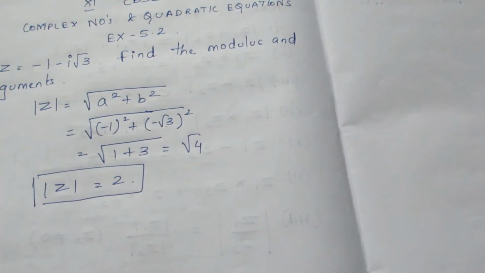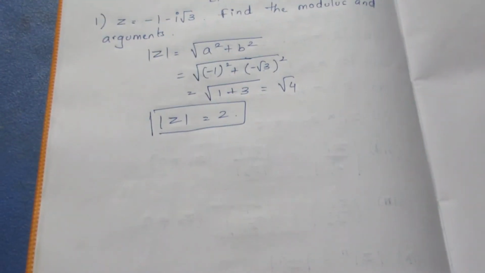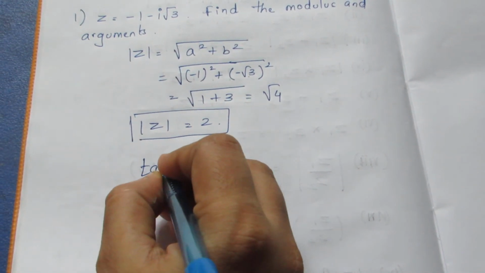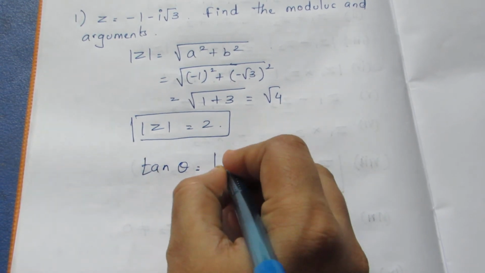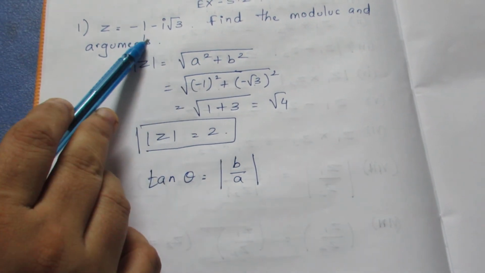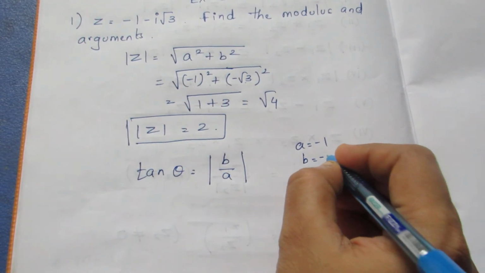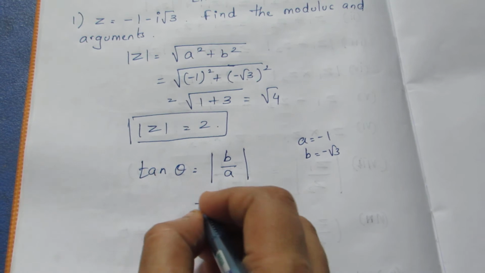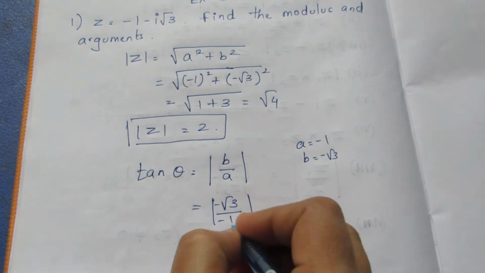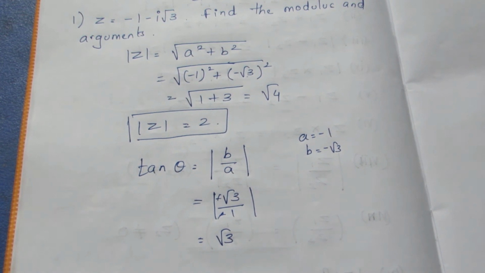We need to find the argument. For the argument, tan theta is equal to modulus of b by a. Here for a and b we need to go with the question. This will be your a is equal to minus 1, we know, b is equal to minus root 3. Substitute the values inside. This becomes minus root 3 by minus 1 in modulus. Minus minus gets cancelled, so it becomes root 3. Modulus will become root 3 because of the positive sign.